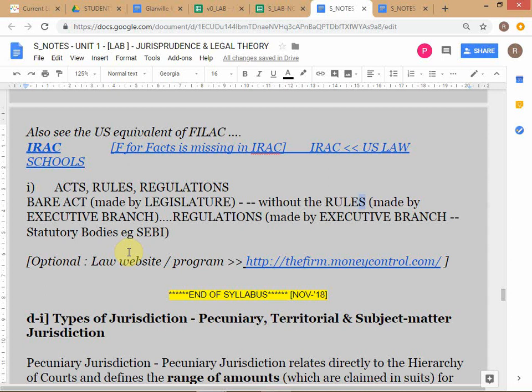And when you're reading laws, if you look at various laws, you'll see that when we are referring to rules, so this part we'll discuss later. There is a particular way to refer to rules and a particular way to refer to regulations. This we'll discuss later.